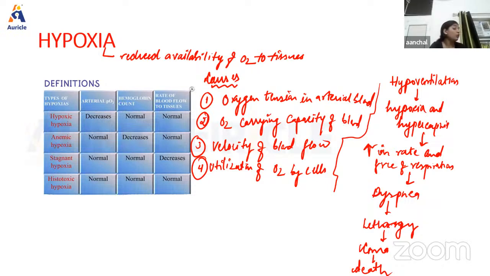Okay, now we're going to discuss the different types. As we can see in the slide, there are hypoxic, anemic, stagnant, and histotoxic hypoxia. So now we're going to learn these hypoxia types in detail. So first we have hypoxic hypoxia.